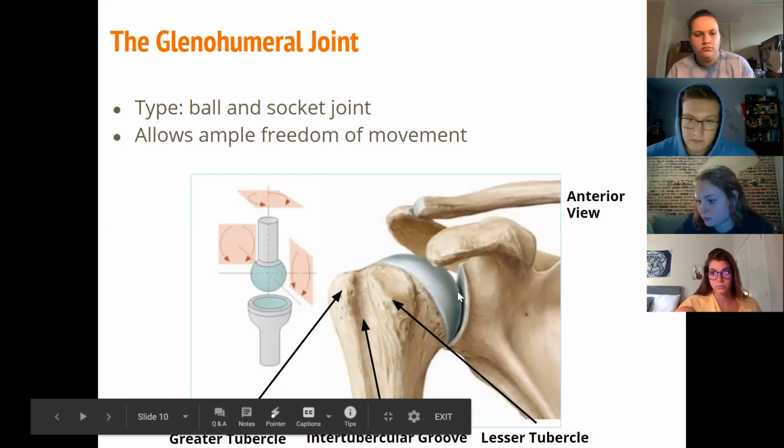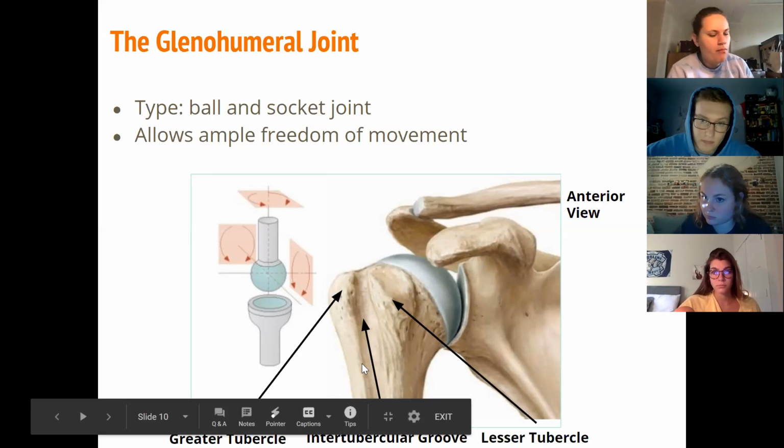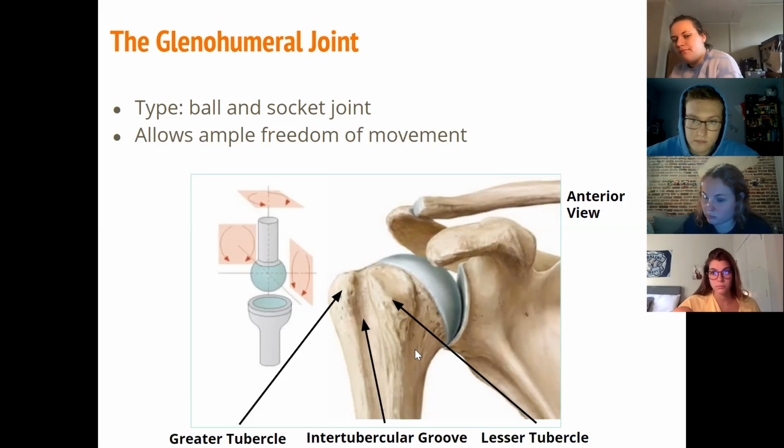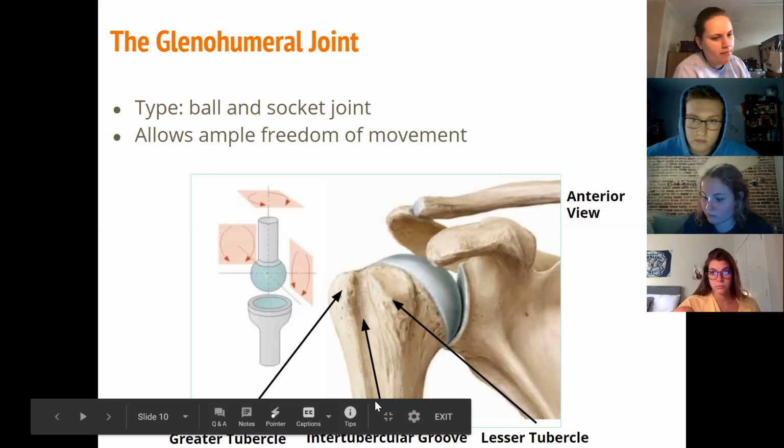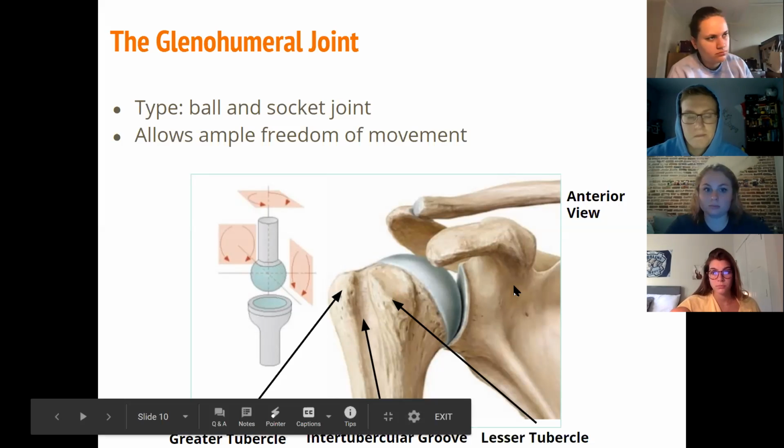Okay, and here are a few quick parts of the humerus to note. Just note that the lesser tubercle is going to be the more anterior tubercle. And then we have this intertubercular groove and then the greater tubercle. And this is the anterior view. So we know that the subscapular fossa is right here.